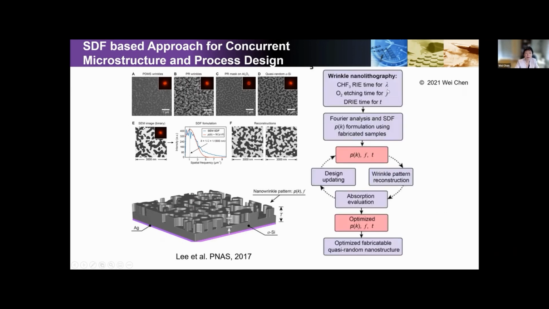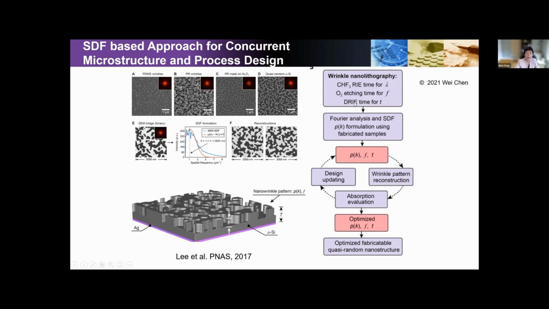We also find that parameters like the lambda, which is the reciprocal of the peak value here, this is the wavelength, can be related to a single processing parameter. This is the reactive ion etching time. On the other hand, the other processing condition like O2 etching time can control the volume fraction F, and the directional real time can be used to control the thickness.